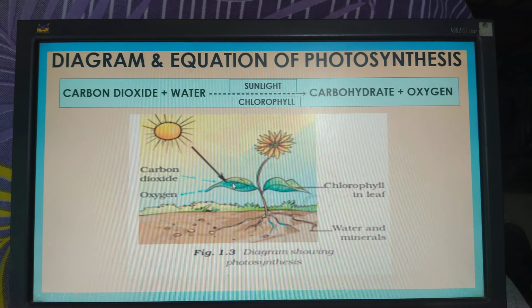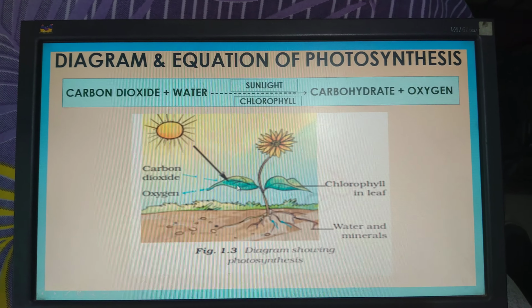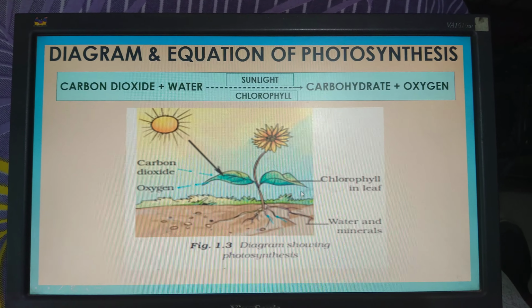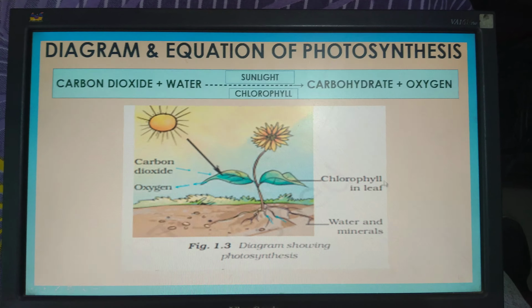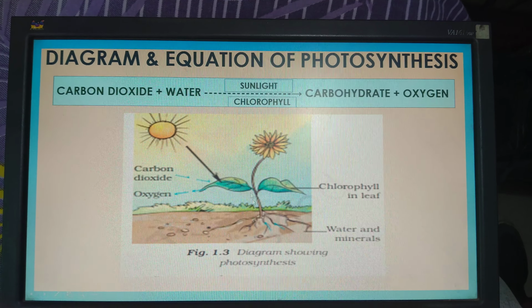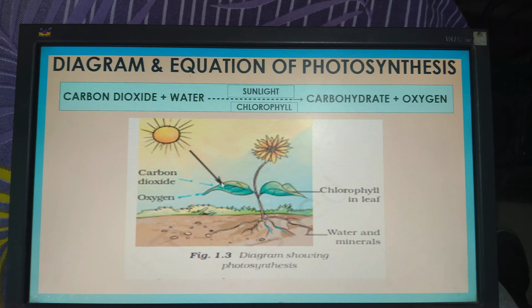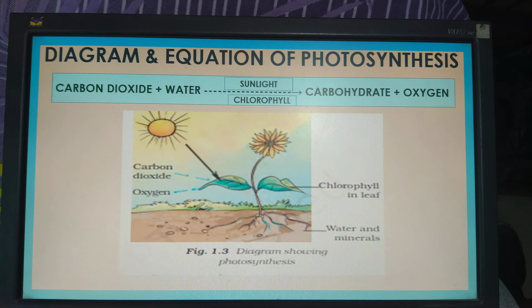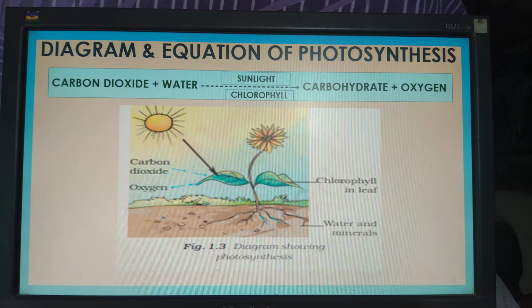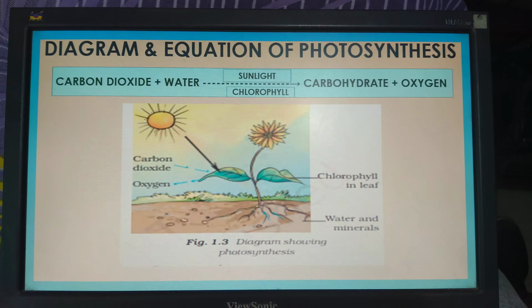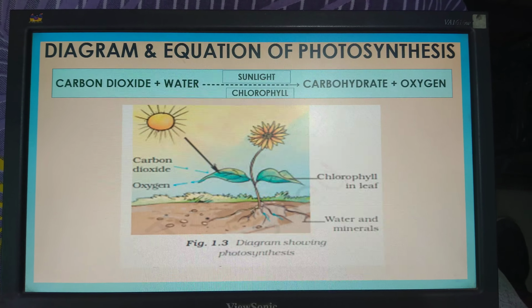Now you see here the plants have green colored leaves. This green color is due to a green pigment known as chlorophyll present in the leaf. In these leaves there are small tiny pores, which are known as stomata. Through stomata they absorb carbon dioxide from the air.